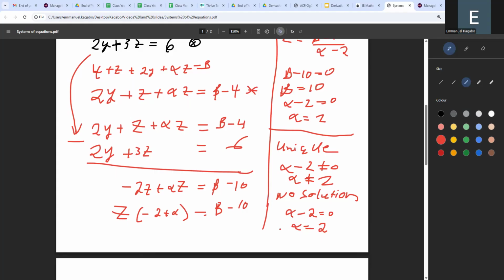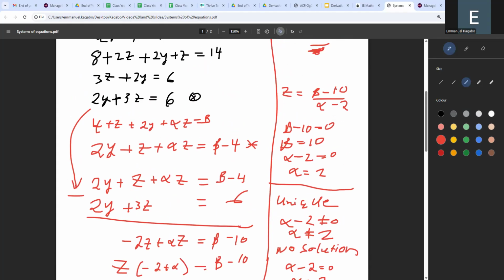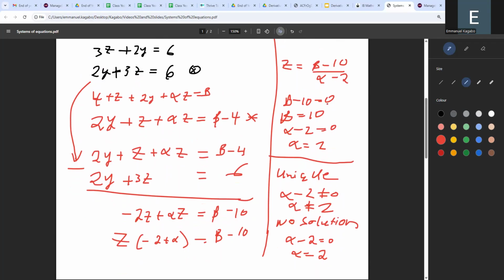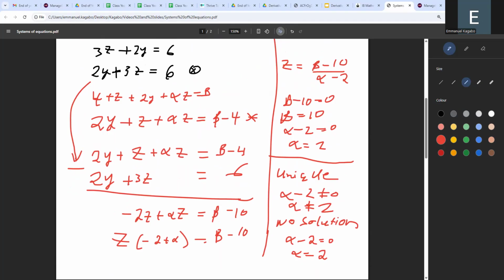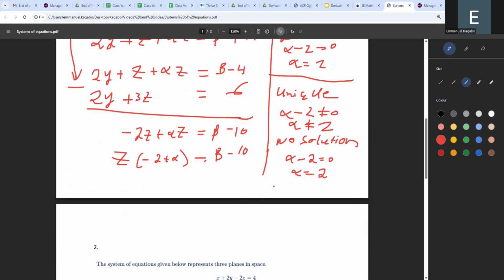But not only that, we have to avoid having infinite solution. So the numerator should not be equal to 0. That means I have to get beta minus 10 not equal to 0. So in that scenario, beta should not be equal to 10.